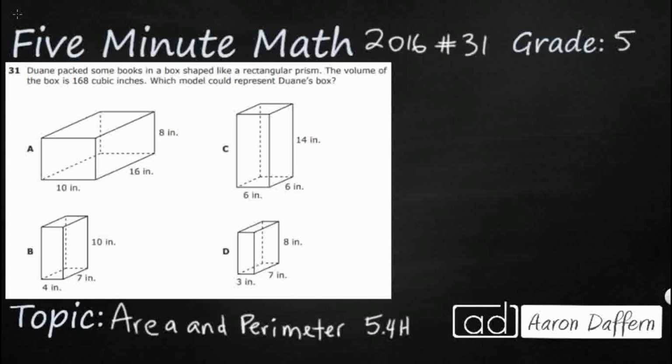Today we are looking at the 5th grade concept of area and perimeter as it relates to volume. This is standard 5.4H in the great state of Texas, and we are using item number 31 off the 2016 released STAAR test. If you have not done so already, please go ahead and take a moment to pause the video, work this problem out on your own, unpause it, and then we will look at our answers together.